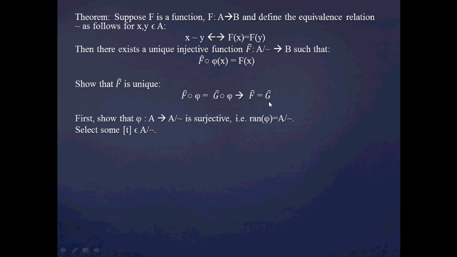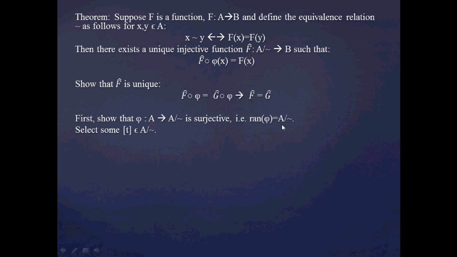So first, to show that, what I'm going to do is show that this canonical mapping phi from A to A modulo tilde is surjective. And I want to show that it's surjective because if it's surjective, there's a right inverse, and I'm going to essentially cancel out the action of phi from the right-hand side, and I'm going to be left with the statement f hat is equal to g hat. So in order to show that phi is surjective, I'm going to have to show that the range of phi is all of A modulo tilde.